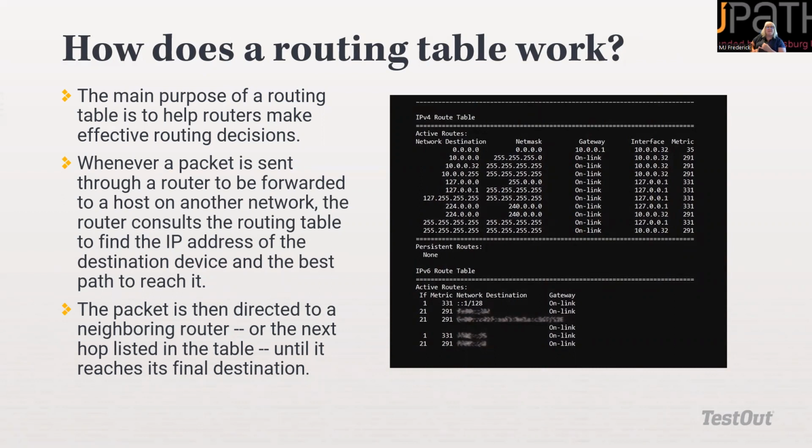The main purpose is to help routers make effective routing decisions, making sure you're getting to the quickest path. So when a packet is sent through the router, it's forwarded to a host on another network. The router consults the routing table to find the IP address of that destination device and the best paths to get there. How many hops do we need? Then the packet is directed to a neighboring router or the next hop that's listed in the table until it reaches its final destination.